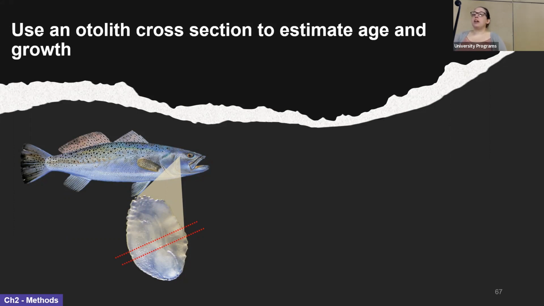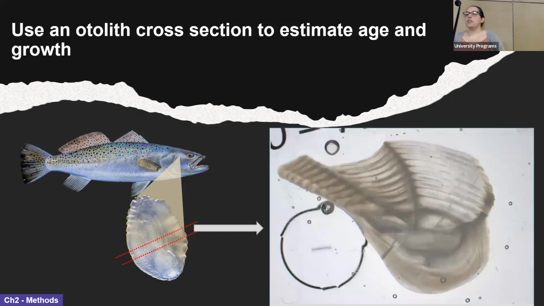And we do this by cutting a thin cross-section of the bone, and we then mount that cross-section of the otolith onto a slide. With this thin cross-section, we can see through the otolith and we can see these rings. These rings or bands form annually for most fish, and we sometimes call these annuli.